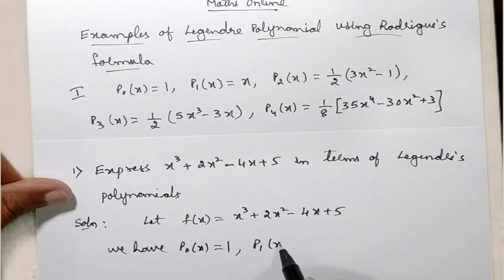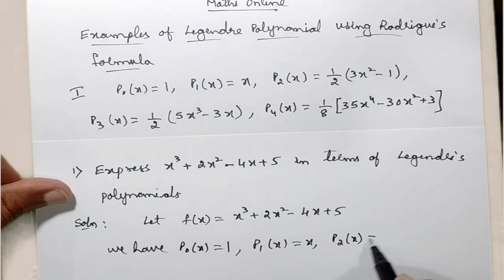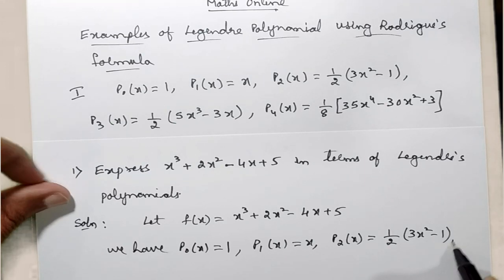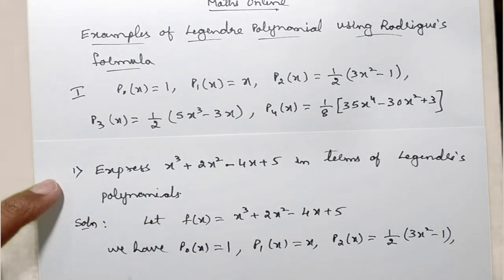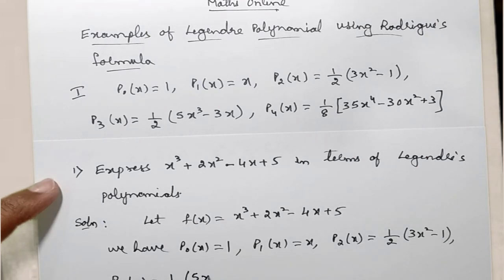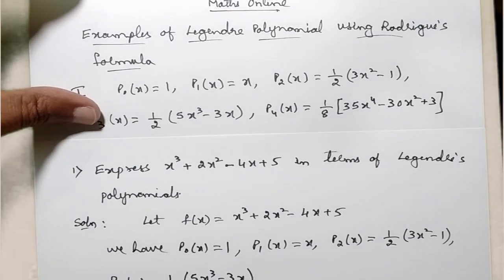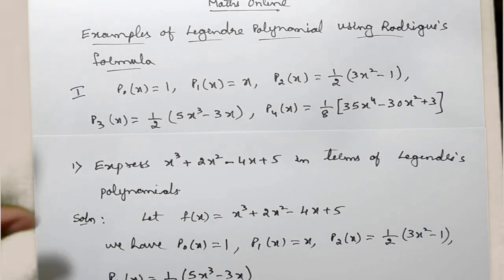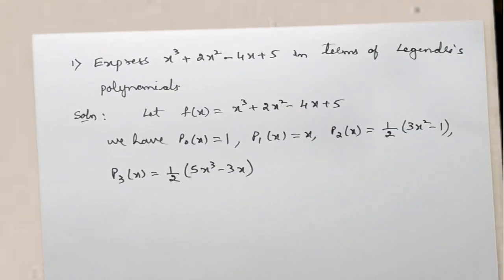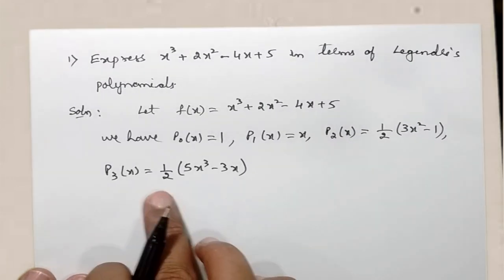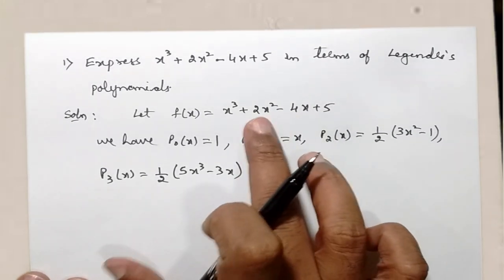Then P1 of x value is x. Then P2 of x value we know is 1 by 2 into 3x square minus 1. Up to x cube is there, so you take up to P3. So P3 of x will be equal to 1 by 2 times of 5x cube minus 3x. These are the values that we require over here. So let us use these values to find out the value of x square and x cube.